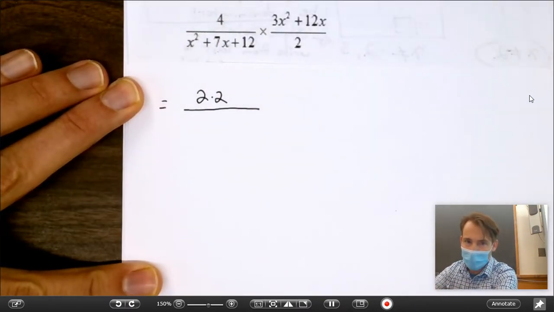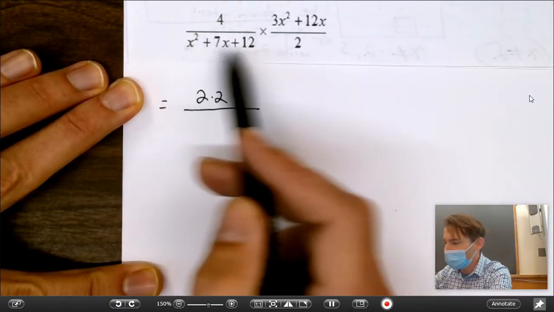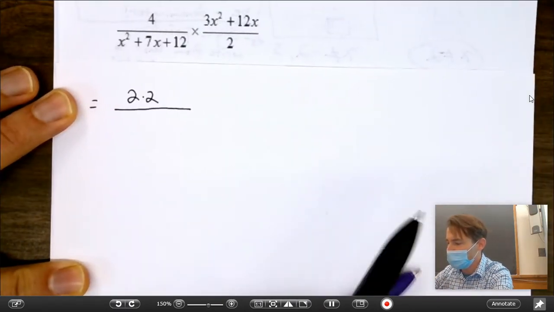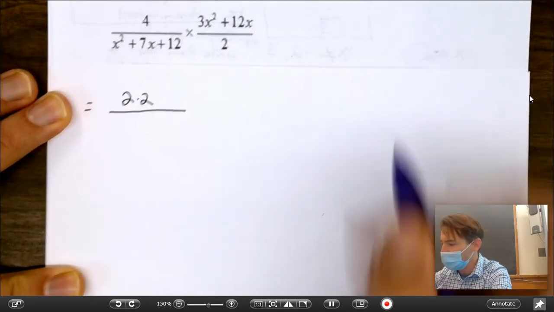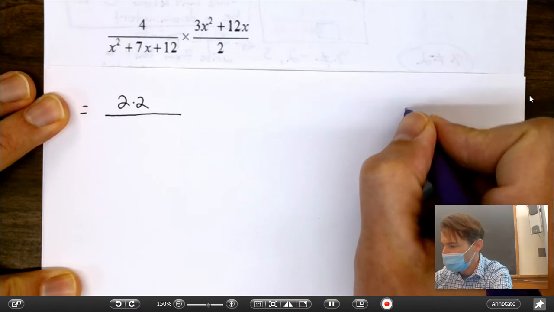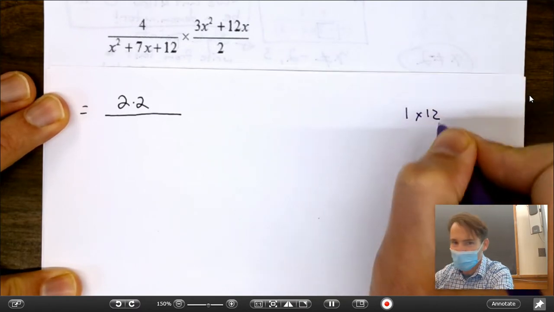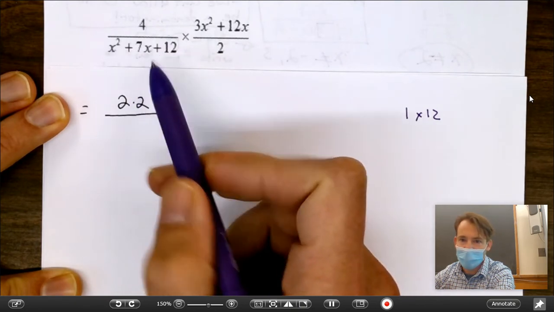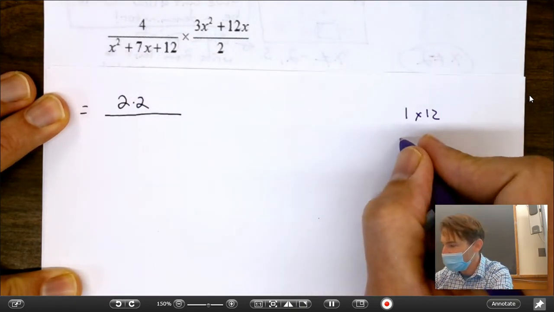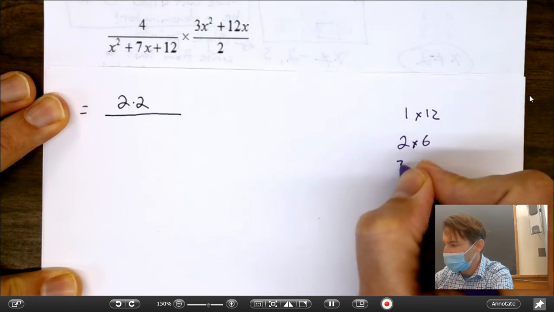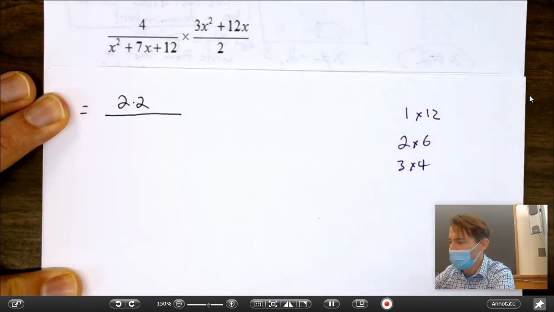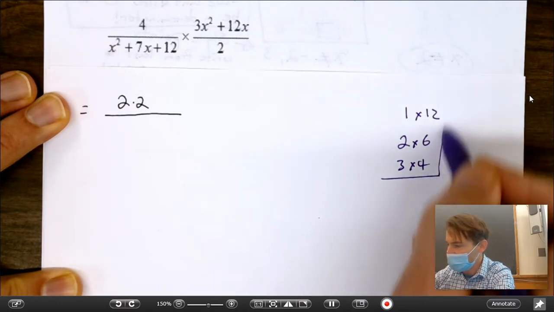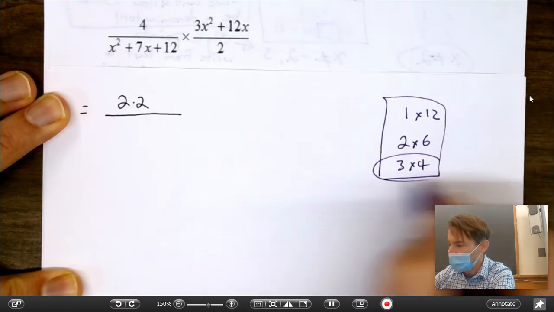When I'm working through these, if I get stumped here, I'm going to make some little scratch notes beside and list all the possible ways that I can multiply to 12. 1 times 12. I also know that it's positive. Both numbers are positive because I have two positive signs there. 1 times 12, 2 times 6, 3 times 4, and those are all the possible ways to multiply to 12. Now I look through this list for numbers that add together to give 7, and I find them.